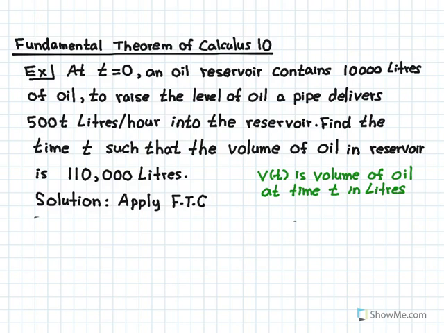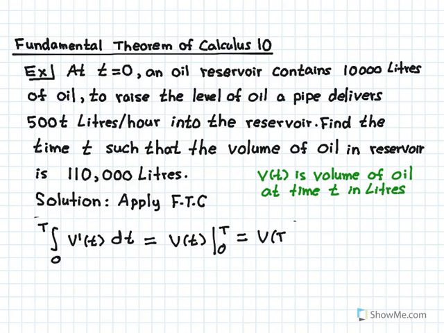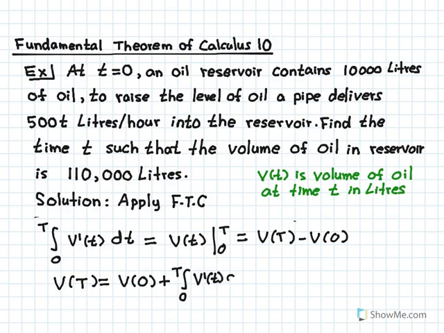So what we have is the integral of v prime of t dt from 0 to t, that's equal to v of t from 0 to t, that's equal to volume at time t minus volume at time 0. Let's rearrange this equation, and we get v of t is equal to v of 0 plus the integral from 0 to t of v prime of t dt.